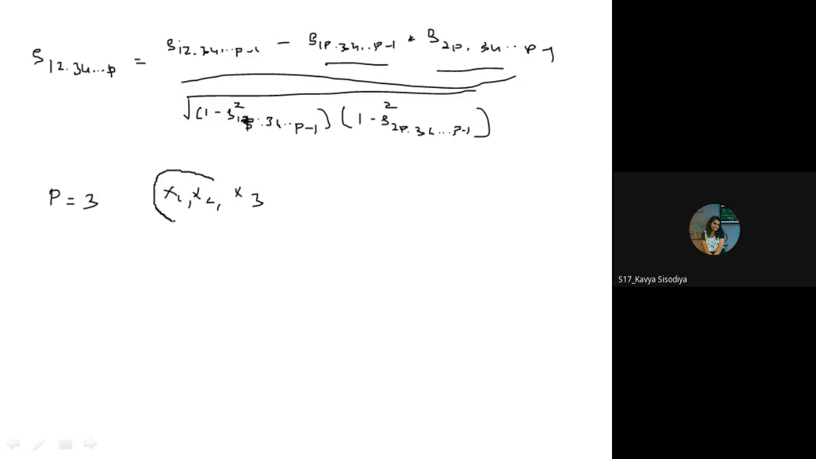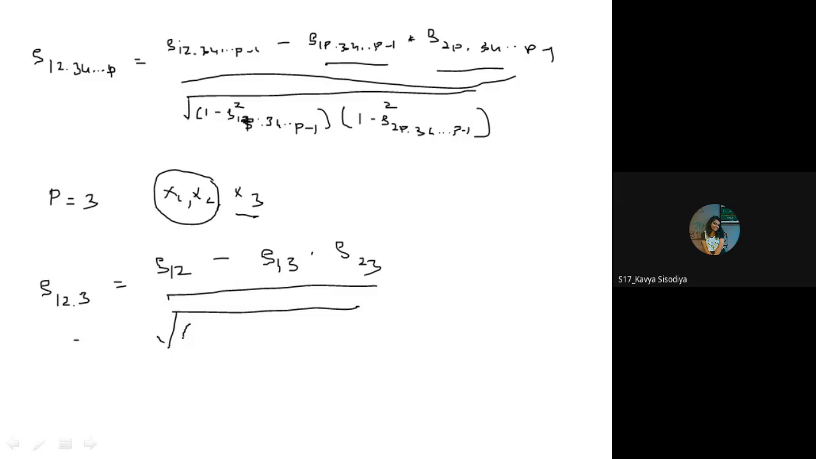And now if you wish to find out the partial correlation between x1 and x2 when x3 is fixed, it is rho 12, because here p equal to 3, so you can reach up to 2, so it is rho 12 minus rho 13, because p equal to 3, into rho 23, and this is divided by the square root of 1 minus rho 13 square into 1 minus rho 23 square.